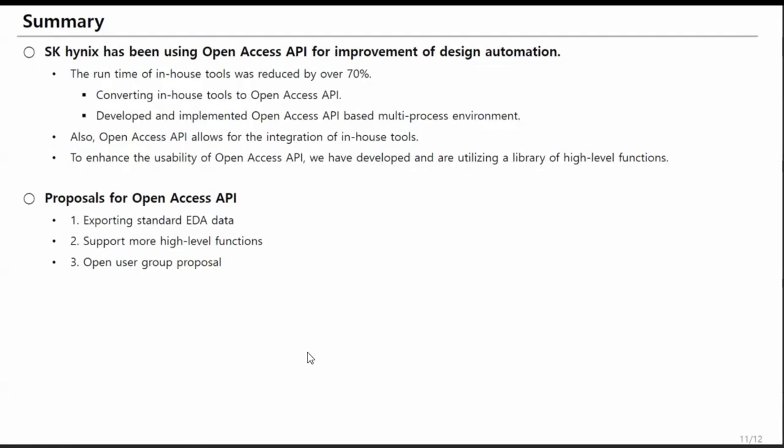While OpenAccess API is already an excellent tool, we propose three aspects for improvement in terms of development efficiency. Number one, exporting standard EDA data. Number two, support more high-level functions. Number three, open user group proposal.